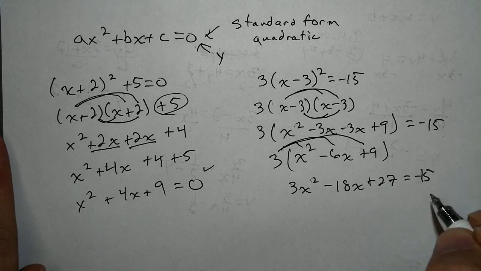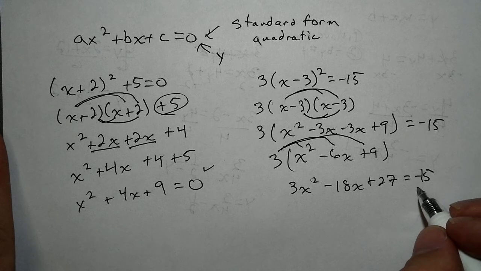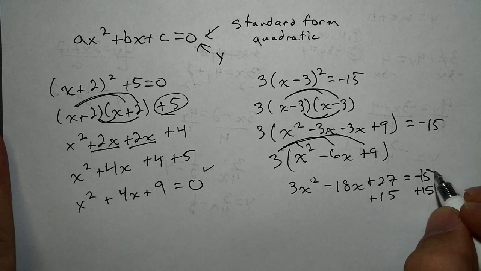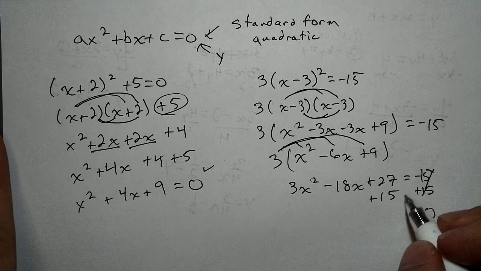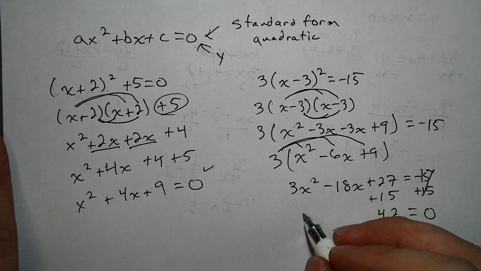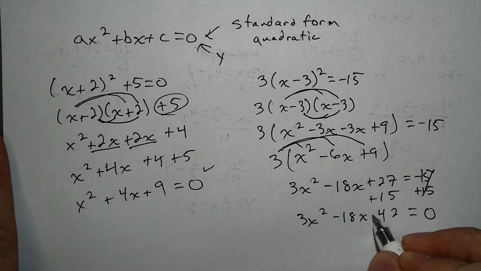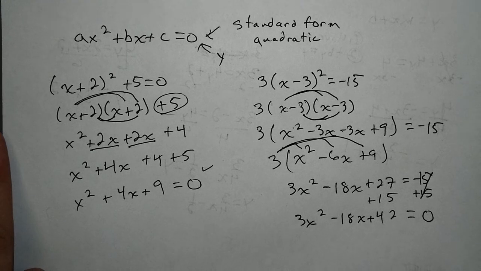Now, the only thing wrong with this is this does not say equal to 0. So I've got to move my 15, so I'm going to add 15. Those cancel. This side is finally 0. And 27 plus 15 is 42. So we get 3x squared minus 18x plus 42. Now I can graph it. It's in standard form.